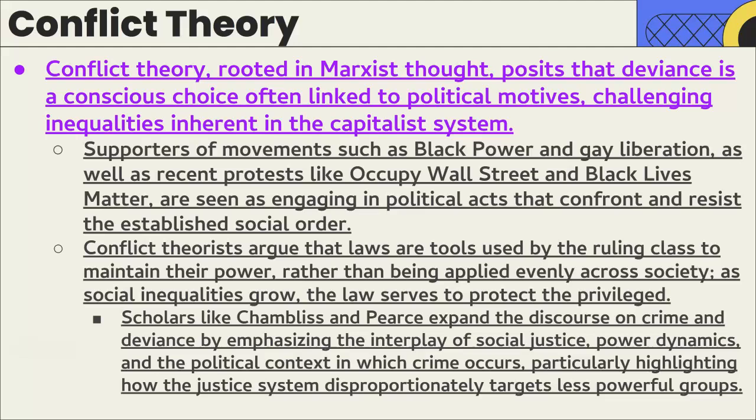as political acts of resistance, and conflict theorists believe that laws are designed to benefit the powerful, maintaining their privilege, and they argue that laws aren't applied equally and the criminal justice system disproportionately targets the working class while allowing the wealthy to break laws with little consequence. While white-collar crimes may be more significant, law enforcement often focuses on street-level crimes committed by poorer individuals, such as drug use or prostitution. Scholars like Chambliss and Pierce have helped highlight how crime is tied to social inequality, power, and competing interests in society.